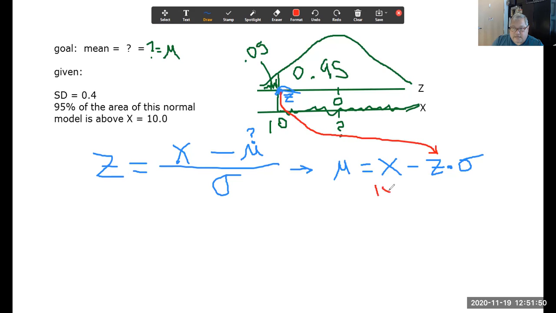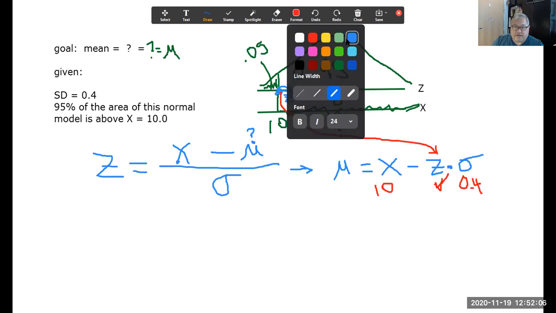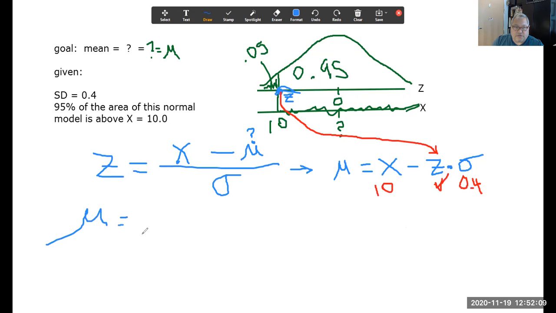I also know that x is 10 and that the standard deviation in question here is 0.4. And I can find out z by using the normal calculator. So once I have those three ingredients, my answer follows from that. So my mean is going to be equal to the value of x minus the 0.4 of the standard deviation, and that's being multiplied by the z-score here, which is negative 1.65. So where did I get that minus 1.65 z-score? That's negative there.